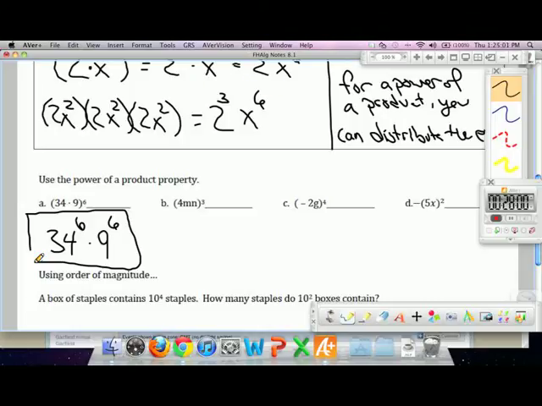4mn all to the 3rd. Is there any adding or subtracting in here? No. So that means we're good to go. We can actually use this. If you want, you could put in what all the exponents are in here: 4 to the 1st, m to the 1st, n to the 1st. And distribute that 3. So our answer could be what? 4 to the 3rd, m to the 3rd, n to the 3rd. Note that each of these terms, the coefficient and each variable, is raised to the 3rd power. Again, in exponent form, this is fine.